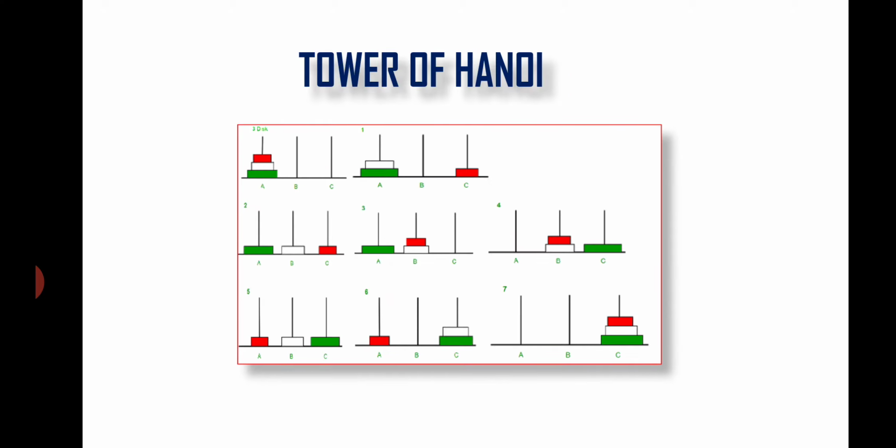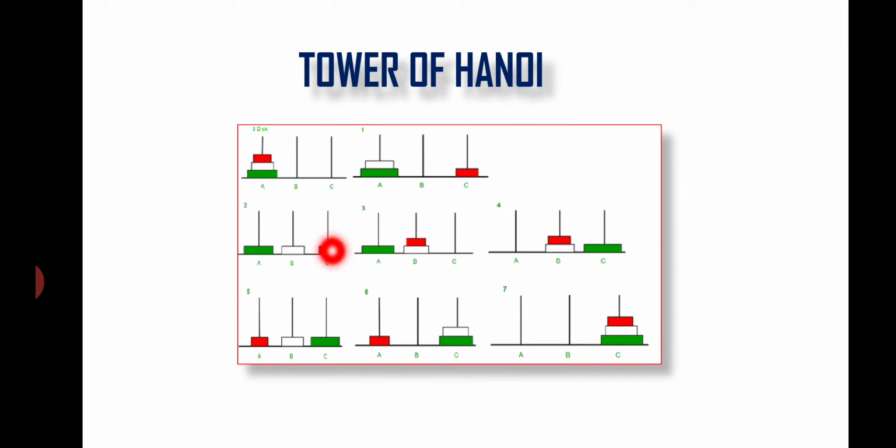Then coming to the example, we'll take 3 disks: disk 1, 2, 3. The first one is smaller. This one is called the source, this one is the destination, and this one is temporary, the auxiliary. We'll put it from A to auxiliary, then this one to destination.